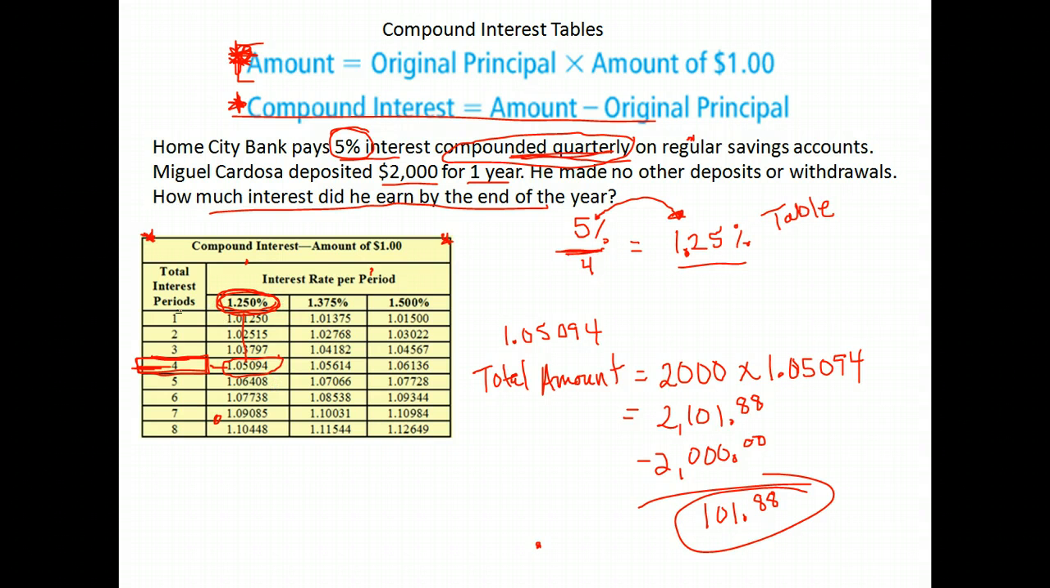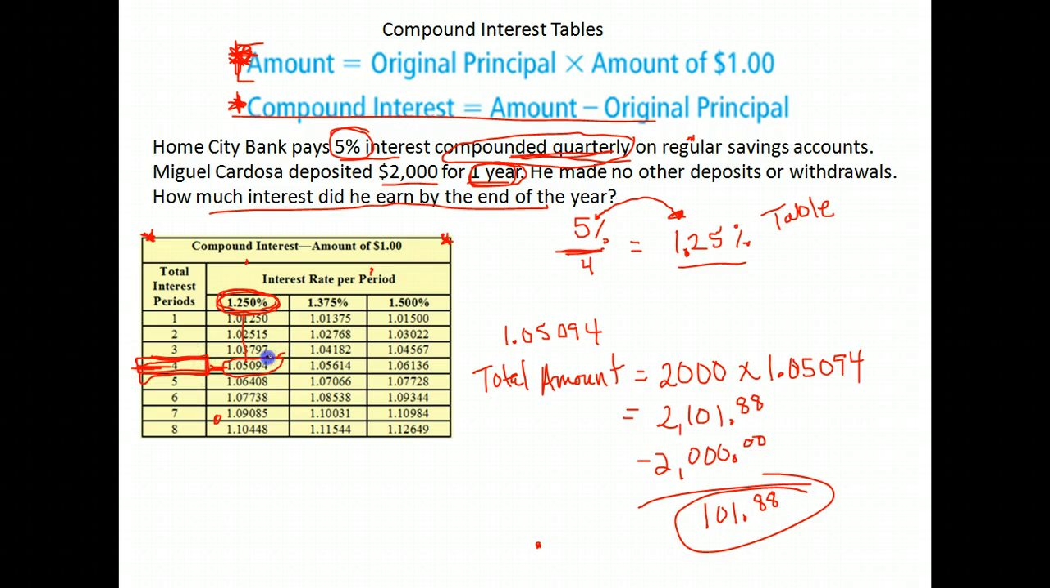Then you next look for how many periods we are going. We went for 1 year, okay? And so if it's compounded quarterly, then we've compounded it 4 times in 1 year. If we went 2 years, that would be 8 times, 4 times for each year. But in this case, it was just a year, so that was 4 times.